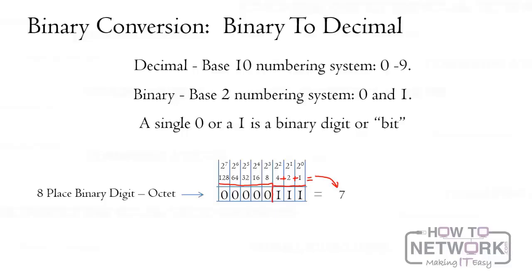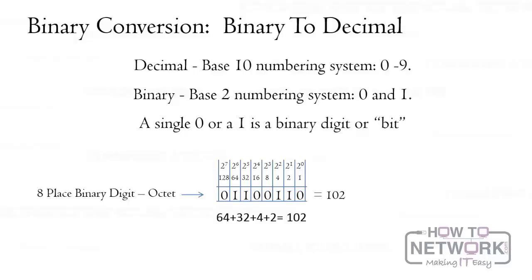If we take another number, say 01100110, then this is going to equate to 102. Why? 64 plus 32 equals 96, plus 4 equals 100, plus 2 equals 102. So it's pretty simple. You just take the number with the ones under it and add them together.